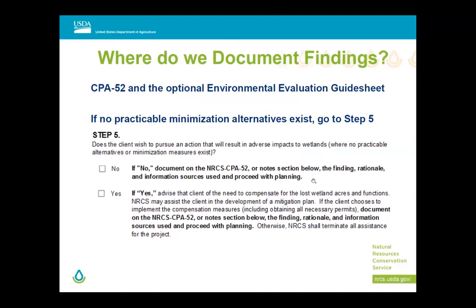So that's your overall flow. It tells you when to stop, when to document on the 52, and when NRCS might need to terminate assistance for that particular suite of practices involving wetlands if the landowner refuses to do the alternative that we legally can offer to them.